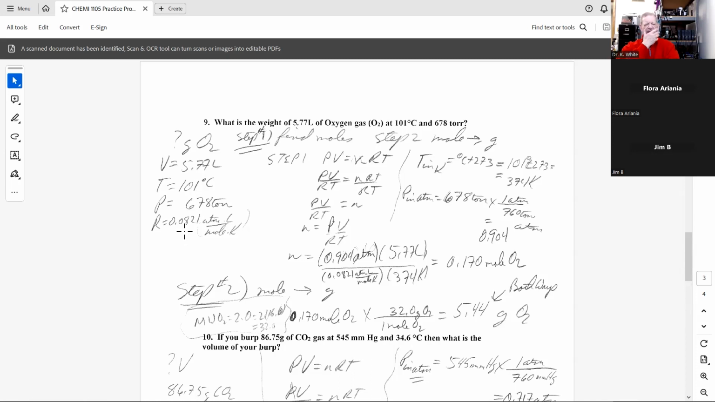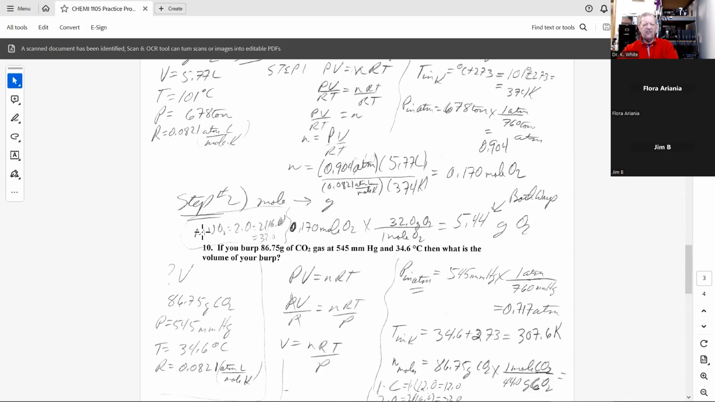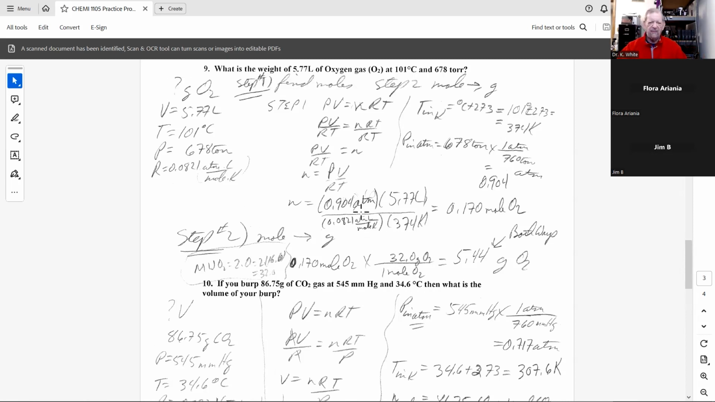Now, if you think about it, there's nothing I can do to go from those numbers directly to grams. However, in 2 steps, I can take PV = nRT and solve for n, moles. And then second step, take moles and convert it into grams, which you learned for test number 2.